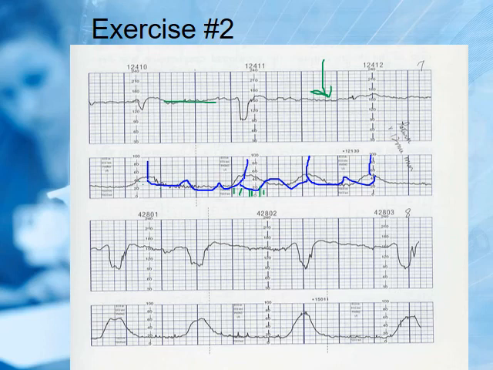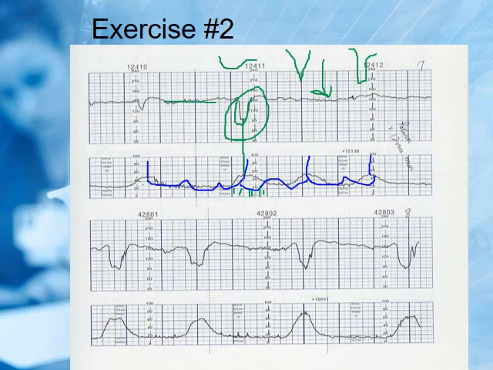Any baseline changes? Yeah, right there. What is that? What's the shape of it? Is it smooth like the earlies and lates, or is it more sharply down and up, fast down and quick resolve like variables? If you said variable, you'd be correct, and it's happening with a contraction because it goes down fast and comes up fast. All right, cord, right?